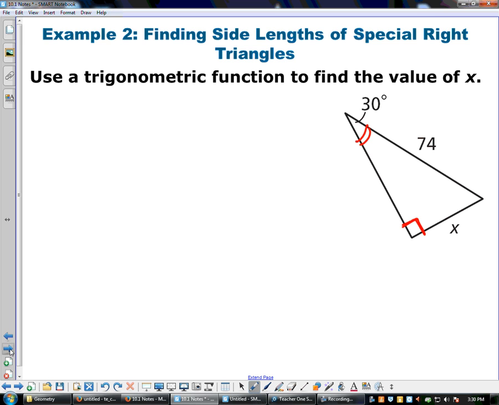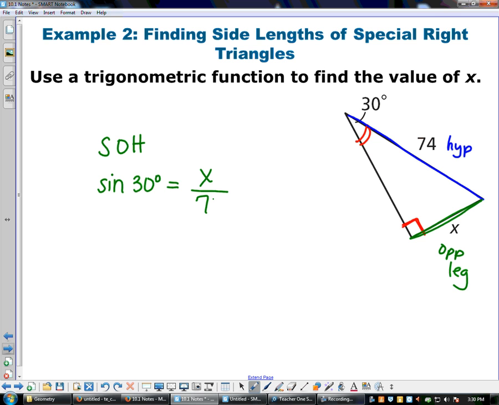Let's look at what we're given. We're given, in this case, this side length, which is 74. Since it's across from the right angle, we know we are given our hypotenuse, and we're asked to find this piece right here labeled x, which based on where my angle of 30 degrees is, is actually my opposite leg. So if I have the opposite leg and the hypotenuse, this is going to come from SOHCAHTOA, my sine. Now setting this up, we can say that the sine of 30 degrees is going to equal my opposite leg, which is x, divided by my hypotenuse, which is 74.